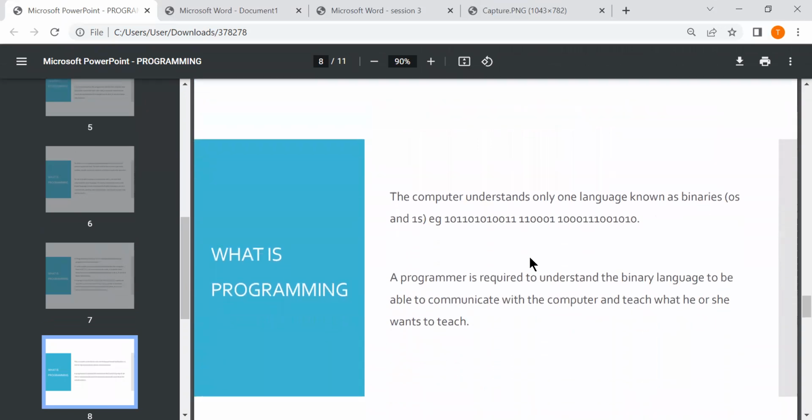So the computer understands only one language, known as binaries or machine language. This is how it looks: zeros and ones, 10, 10, 10. A programmer is required to understand the binary language to be able to communicate with the computer and teach what he or she wants to teach. So for a programmer to be able to teach the computer how to perform a particular operation, the programmer must understand the binary language, the machine language, the zeros and ones.